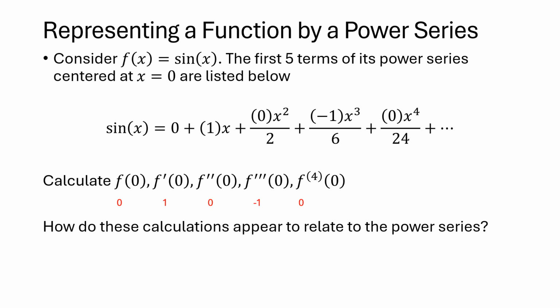Calculating those values, we have sine of 0 is 0. First derivative of sine, which is cosine. Cosine of 0 is 1. Second derivative of sine, which is negative sine. Negative sine of 0 is 0. The third derivative, which is negative cosine, of 0 is negative 1. And the fourth derivative, which is sine, of 0 is 0.